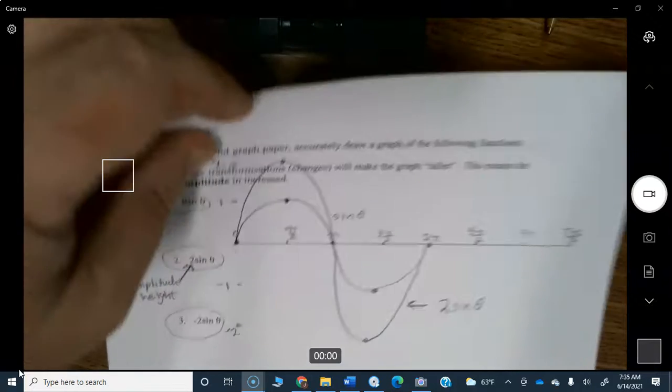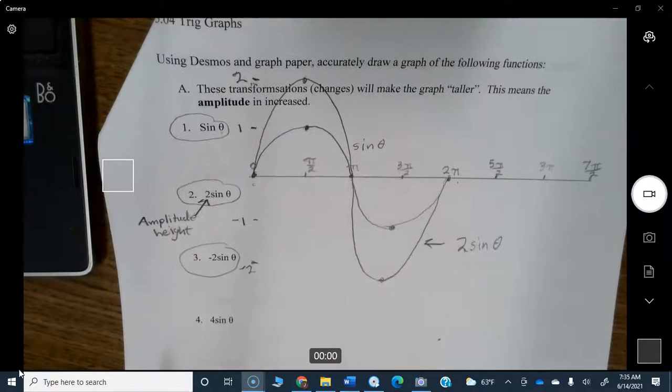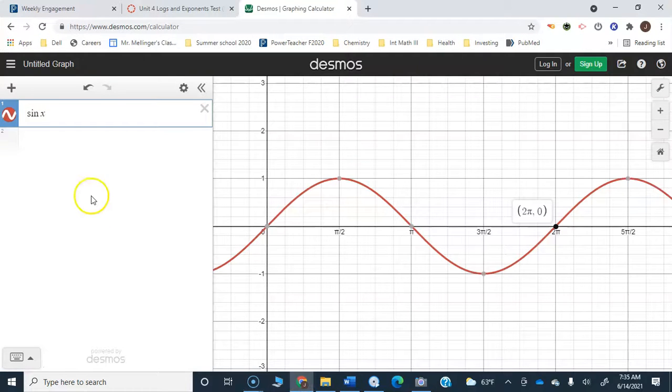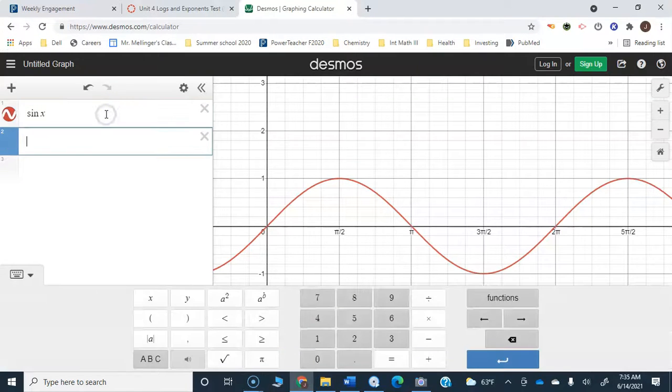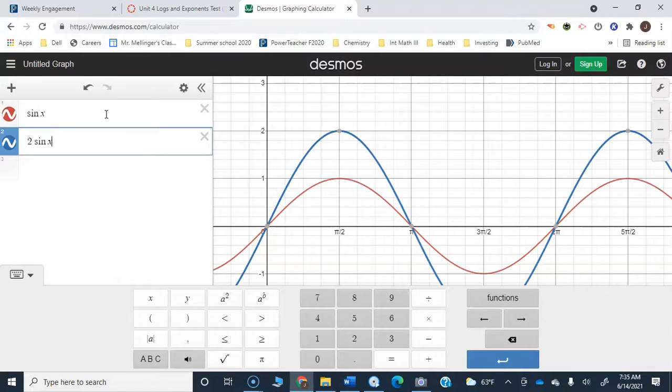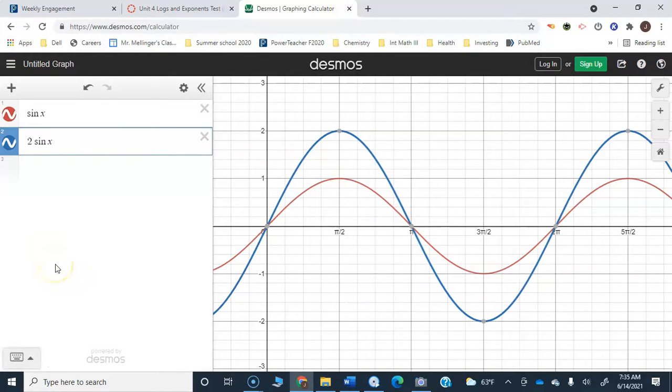And now let's look at this one. So let's go to Desmos and let's plot these. Okay, there's sine x, and we just did 2 sine x, so we can confirm what we just saw. And there it is. You see it on the screen there, because the blue wave is taller. Okay, let me close this out. The blue wave is taller than the red wave.